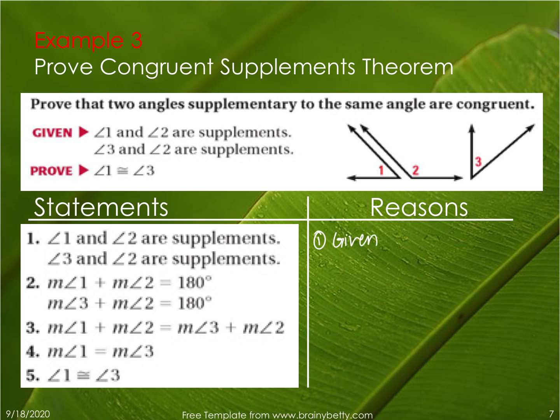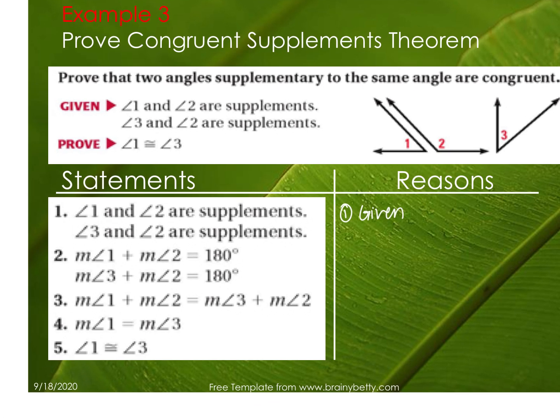Given. Okay, who could tell me what is the definition of supplementary angles? There's a little bit more than just 180 degrees. They're equal to 180 degrees. Angles. How many angles? 2. Okay, it has to be 2. So pay attention to where we're going. We have angle 1 and angle 2 are supplements, and angle 3 and angle 2 are supplements. What is the definition of supplementary angles? Two angles added together to equal 180.